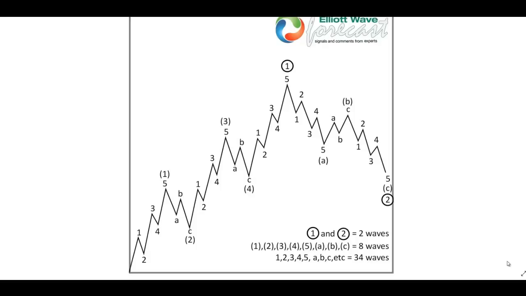Today is the 5th of June, around 6:20 p.m. Eastern Time, and today we're going to take a look at Microsoft and the beautiful Elliott Wave structure that is presenting.